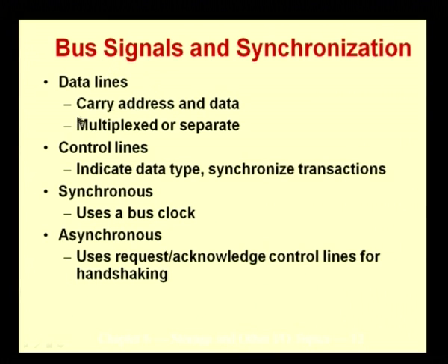Okay. So, overall with respect to bus signals, you can say that we have data lines which carry address and data, which may be multiplexed or separate, and then we have control lines which indicate the data type, size, and which are used to synchronize transactions. And if it is synchronous, we will have normally a bus clock, and if it is asynchronous, we have a different mechanism. The different mechanism that we have normally is some kind of a request and acknowledgement kind of control signals for handshaking. Now, this is a term that is normally used whenever we talk about interfacing I/O devices. Handshaking is a term that is normally used.